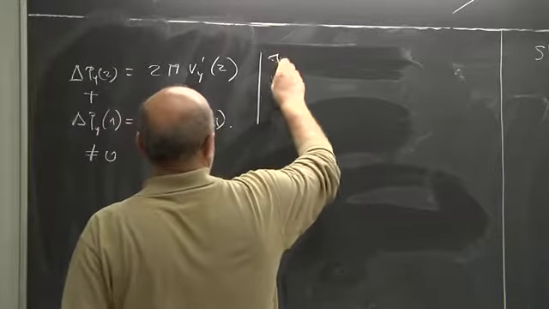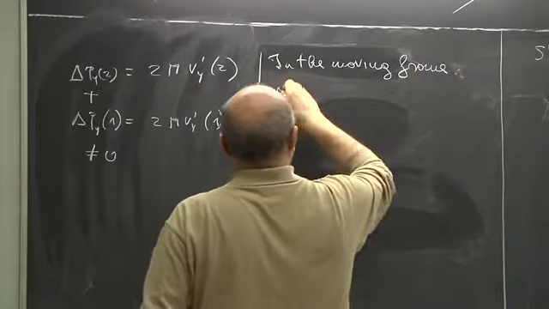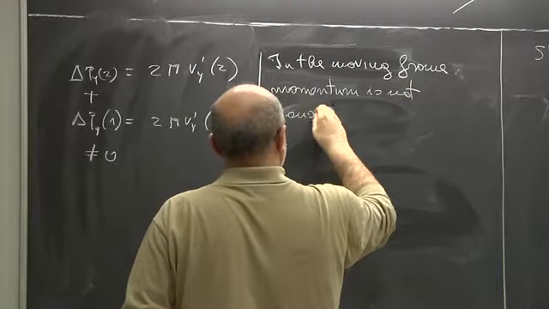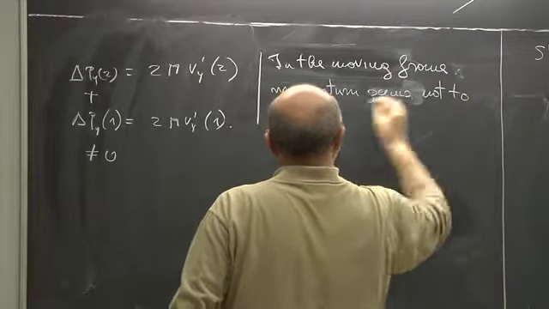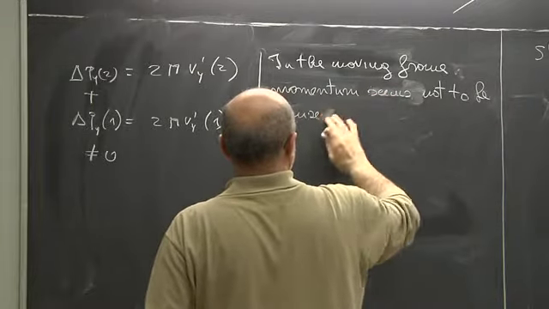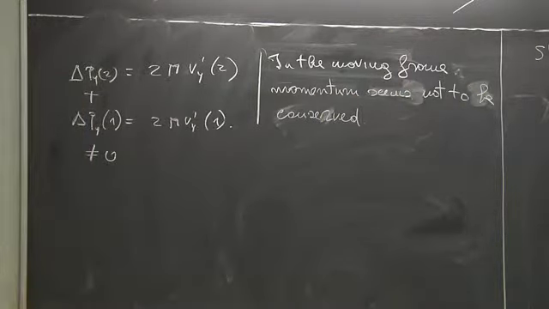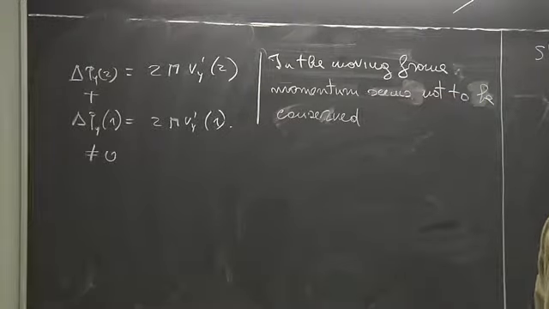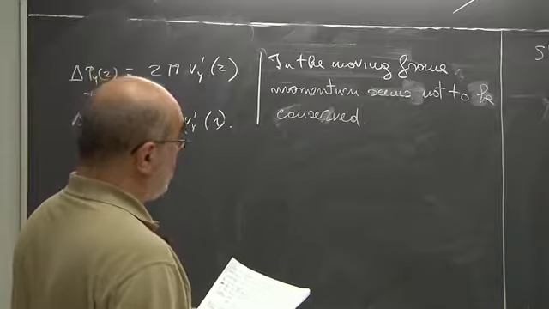Okay, so in the moving frame, momentum seems not to be conserved. So this definition that is very similar to the non-relativistic one, mass times velocity, momentum seems not to be conserving going from one frame to the other, and this is something we cannot accept. So what we will do?